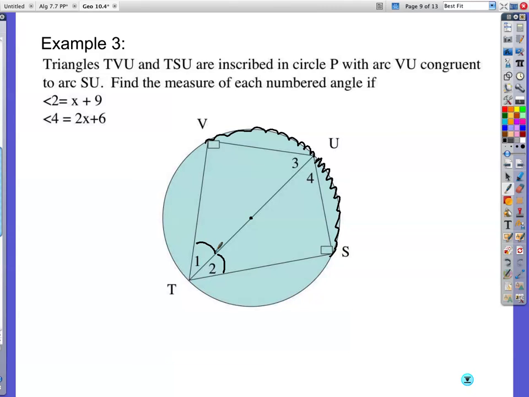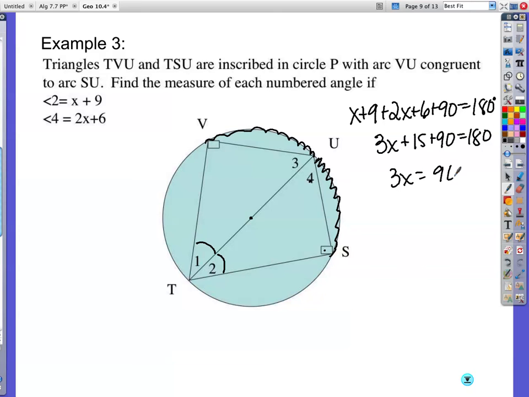Okay, angle 2 plus angle 4 plus this 90 degrees has to add up to a triangle, which has 180 degrees in it. So x plus 9 plus 2x plus 6 plus 90 equals 180 degrees. So we have 3x plus 15 plus 90 equals 180. I should probably add those together, but in my mind, I'm doing a weird solving there. That was kind of a bad example. So if you add those together, you get 105. If I take away 105 from 180, then I get 75.